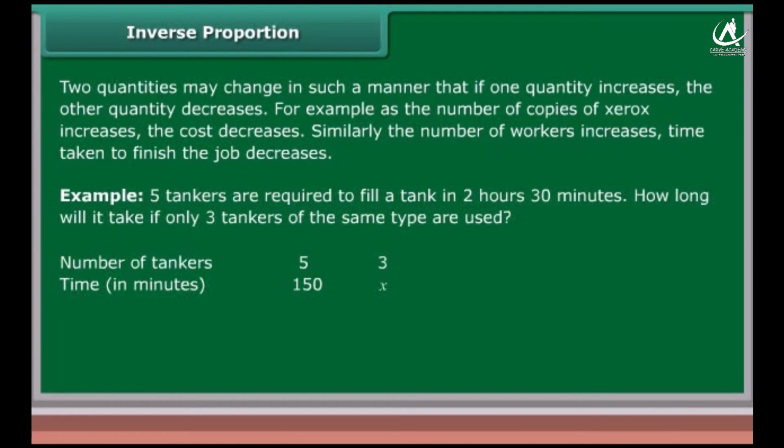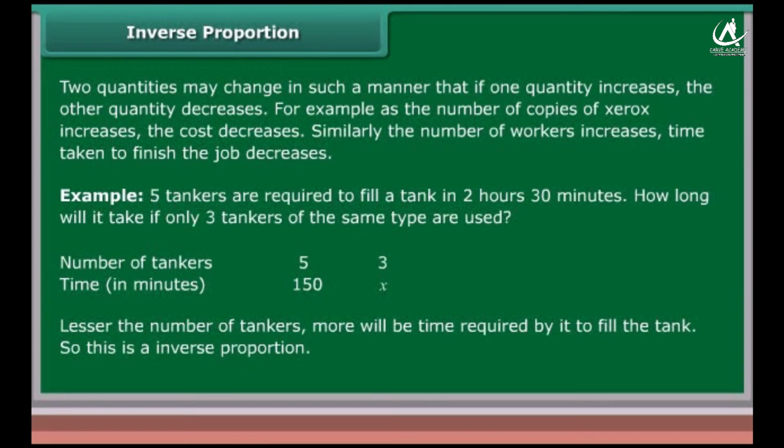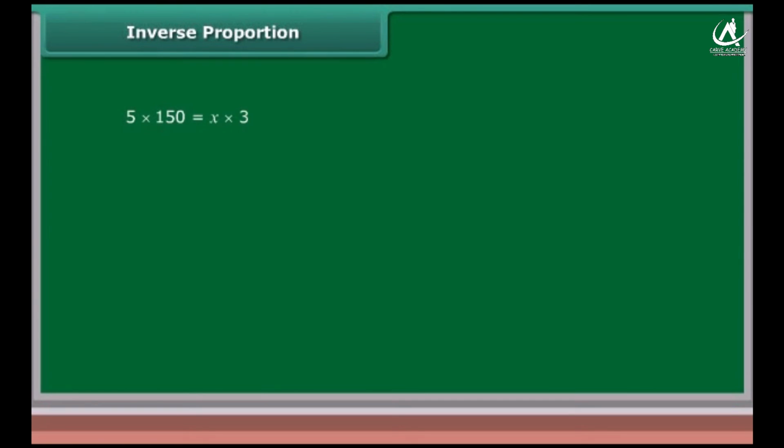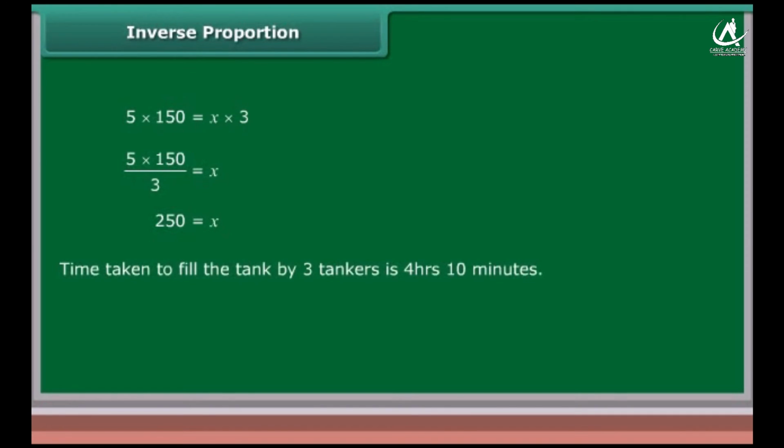Example: 5 tankers are required to fill a tank in 2 hours 30 minutes. How long will it take if only 3 tankers of the same type are used? The lesser the number of tankers, the more time is required to fill the tank. So this is an inverse proportion. 5 into 150 is equal to x into 3. 5 into 150 upon 3 is equal to x. 250 is equal to x. Time taken to fill the tank by 3 tankers is 4 hours 10 minutes.